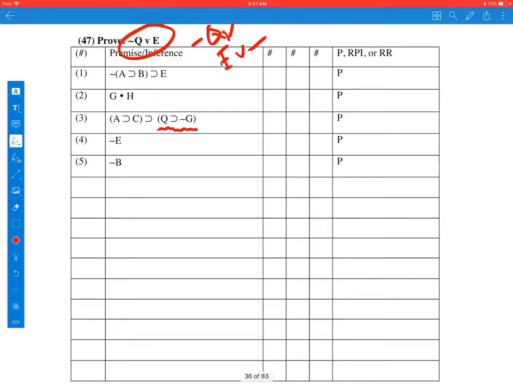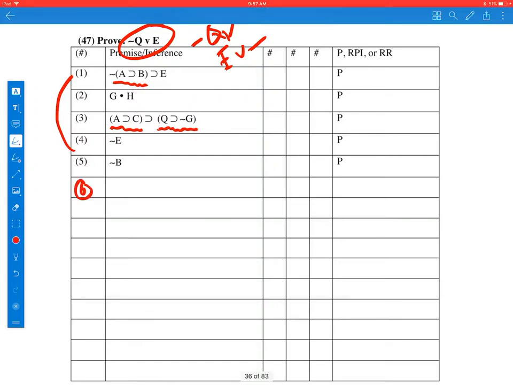the E. So I'm after this conditional in line 3, because if I had it, I could do a modus tollens to get my not Q. But that means I'm going to need to get an A, then C to do the modus ponens first. And I don't have any such creature, but I think I might be able to make one out of this antecedent here on line 1, oddly enough.